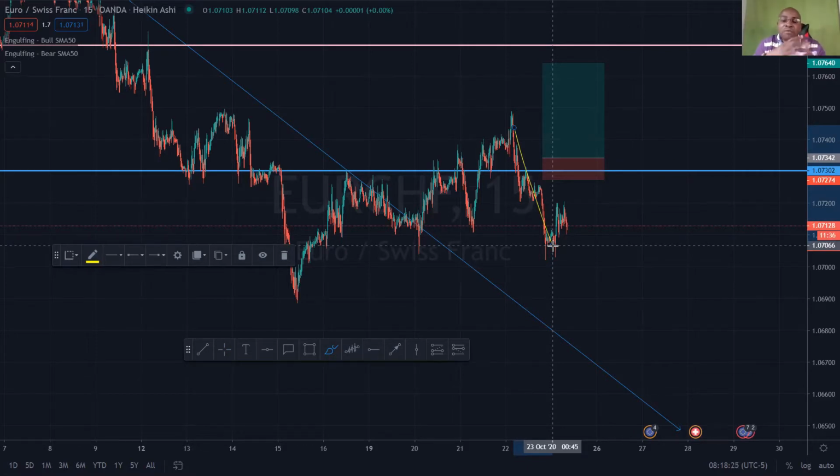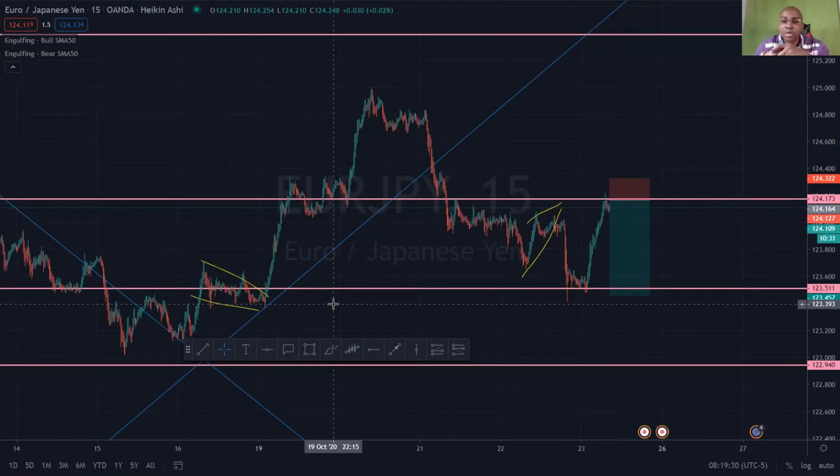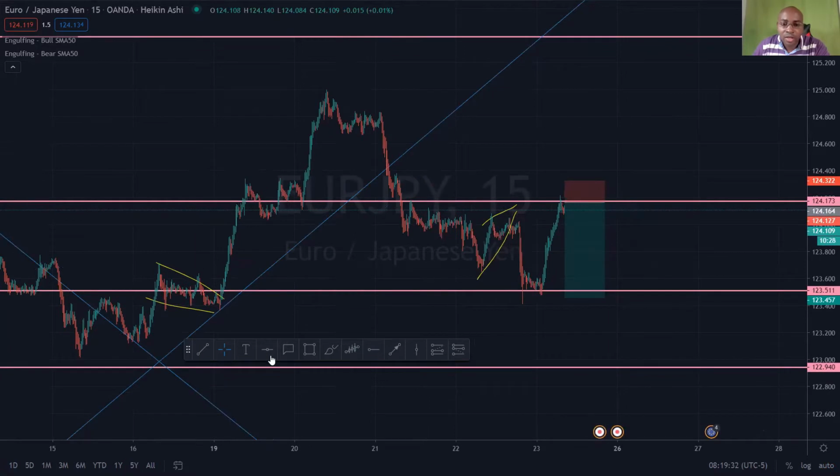So on the GBPCAD before, I think the mistake that I made was not paying attention to what's going on in the financial market currently, where the pound pairs were taking a hit because Boris, the Prime Minister of England, announced tighter COVID restrictions. That had a lot of effect on the pound pairs. So when I calmed down and realized what was going on, I said, all right, let's recalculate and touch these pound pairs again.